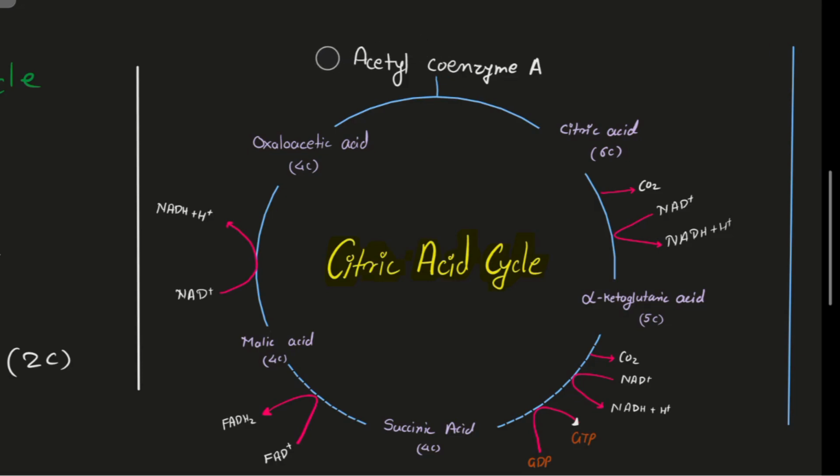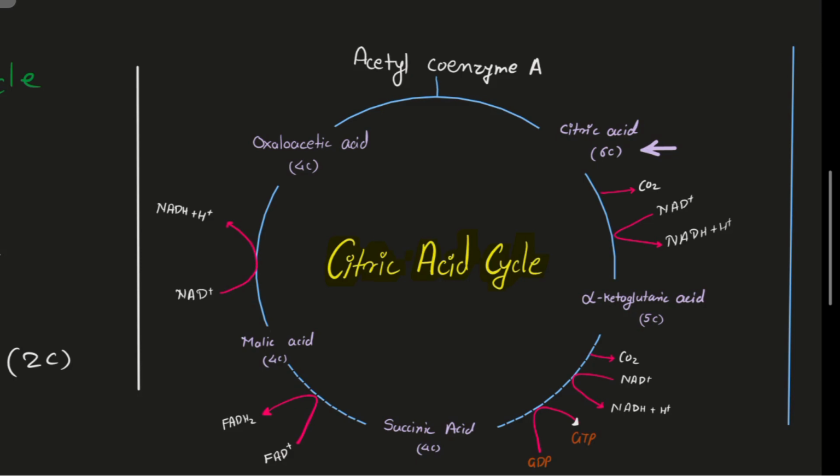This acetyl coenzyme A enters the citric acid cycle and the first enzyme, citrate synthase, with addition of H2O produces citric acid, which is the first stable product of the reaction cycle and hence named the citric acid cycle.